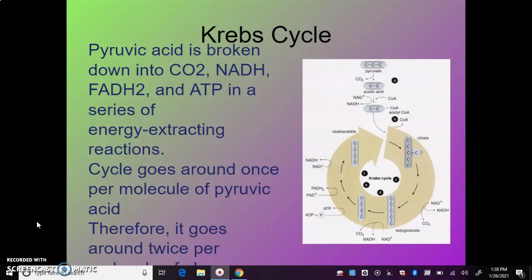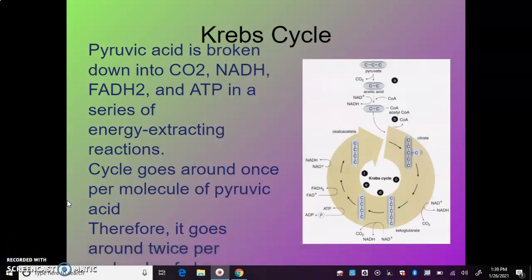And then what you're going to see here is acetyl-CoA, that 2-carbon, is going to combine with a 4-carbon, which is called oxaloacetate. And that's how we produce what's called citric acid. And the other name for citric acid is citrate.